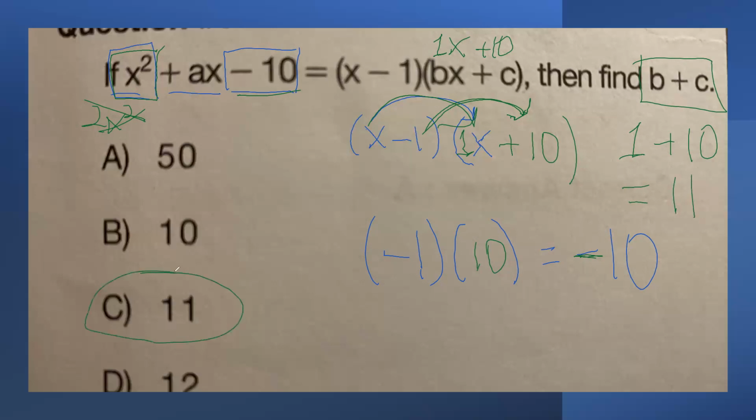It's not so bad. And we didn't even have to FOIL or distribute the whole thing. Just using what we know: the last term of the trinomial is the product of this times C.